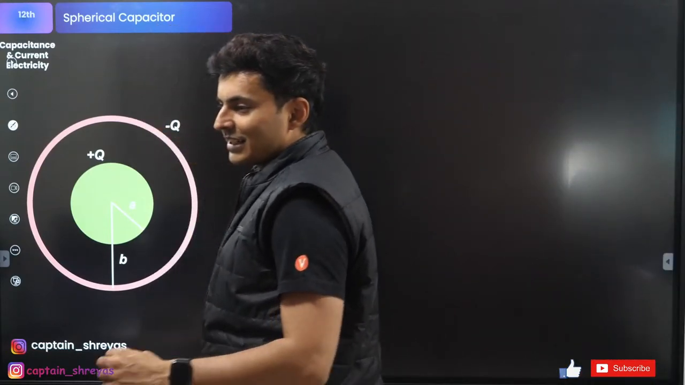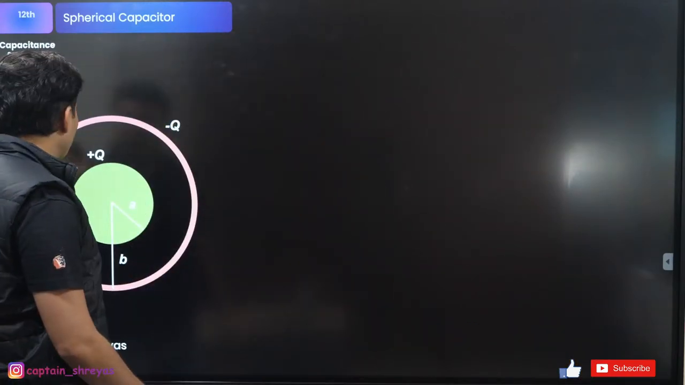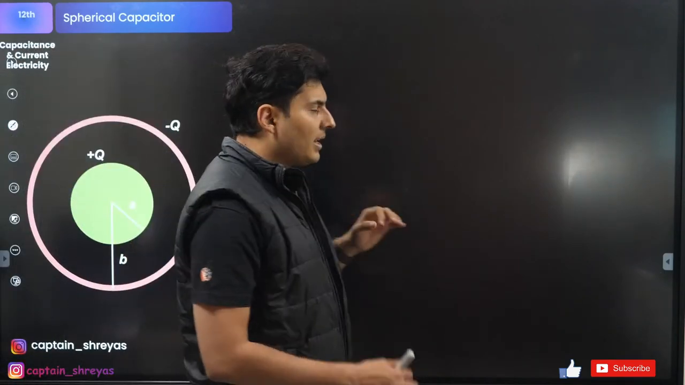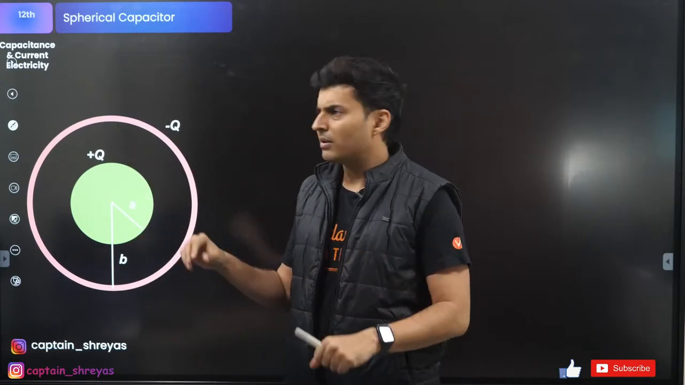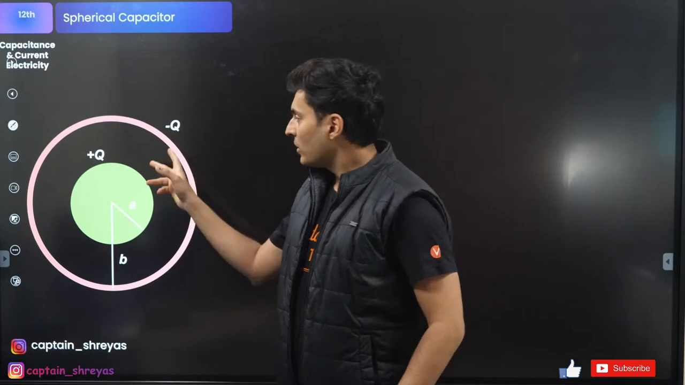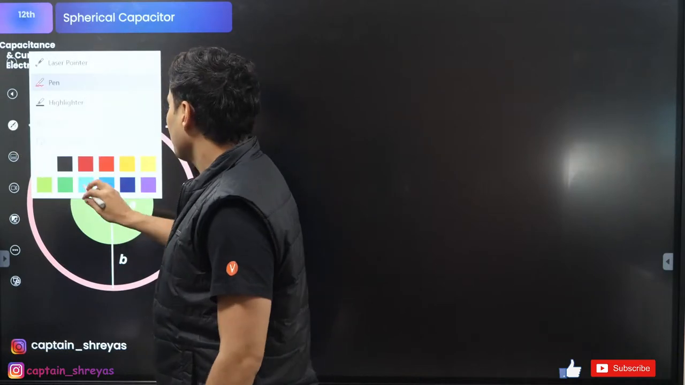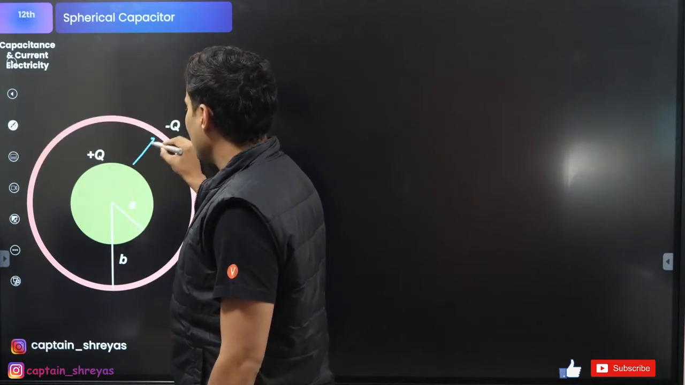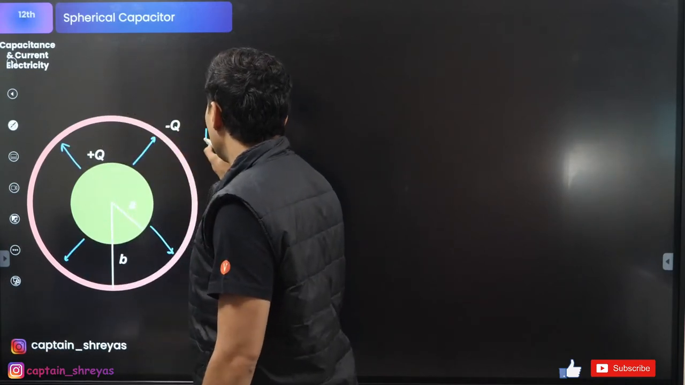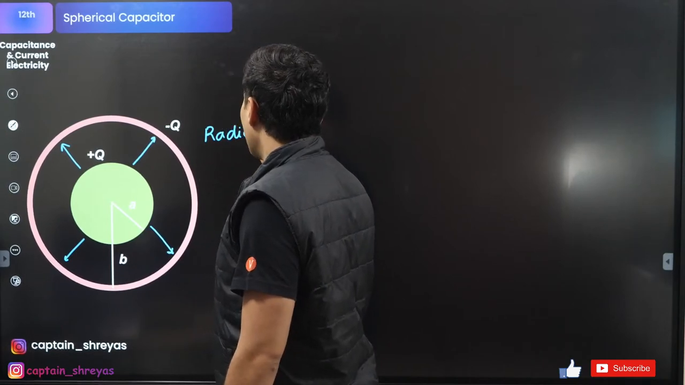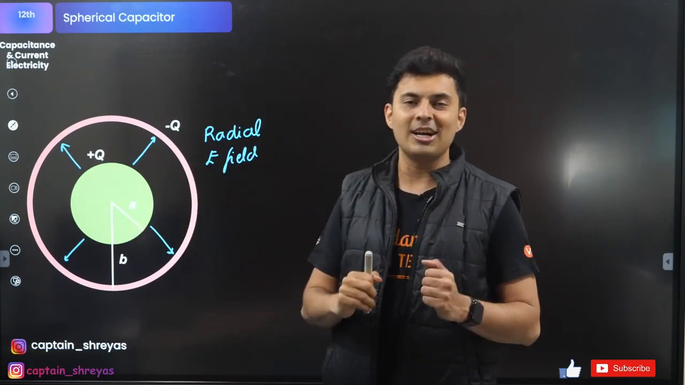Now, the last type of capacitor that we need to know is called a spherical capacitor. The spherical capacitor is nothing but two concentric spheres, where the inner surface is positive or negative and the outer surface is oppositely charged. In the gap between them, a voltage difference is created because of the charges. One positive and one negative will create an electric field, something like this. So again there is a radial electric field created because of the oppositely charged conductors.